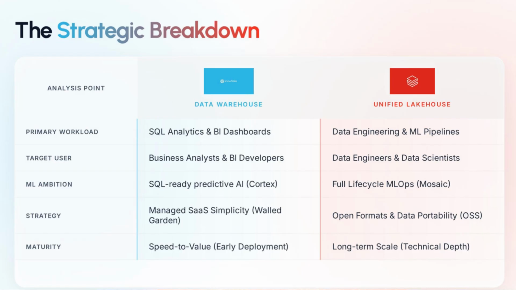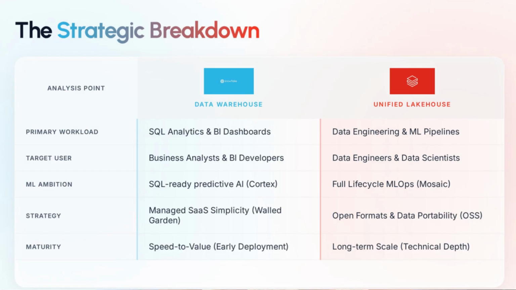Number 3, ML ambition. If predictive analytics through SQL is enough, Snowflake Cortex covers you fully. Full MLOps lifecycle, training, serving, monitoring, go with Databricks, no contest there. Number 4, how much does openness matter? If vendor lock-in is acceptable for operational simplicity, go with Snowflake. If open formats and data portability are your strategic requirement, go with Databricks.